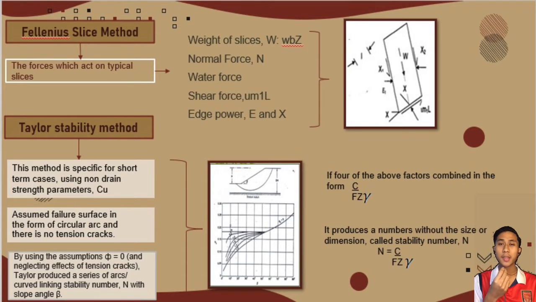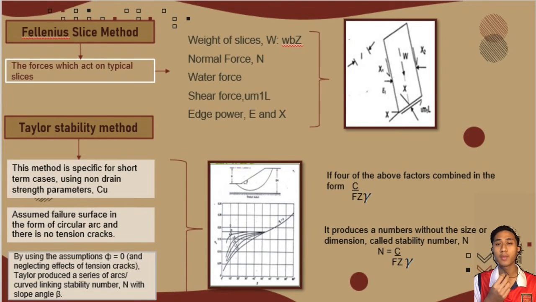Alright, for the Taylor stability analysis, this is introduced as the easiest method to determine the lowest slope safety factor for homogeneous soil. This method is specific for short-term cases using the non-drained strength parameter Cu, and also assumes a failure surface in the form of a circular arc and there are no tension cracks.